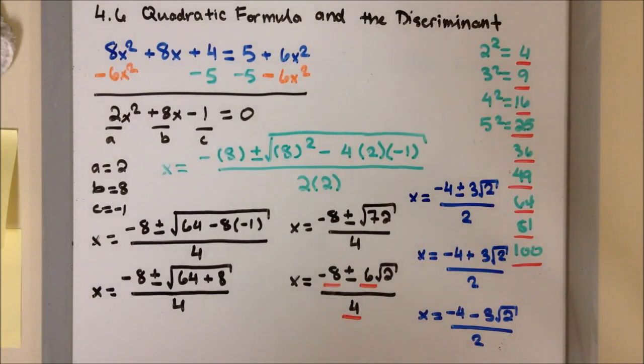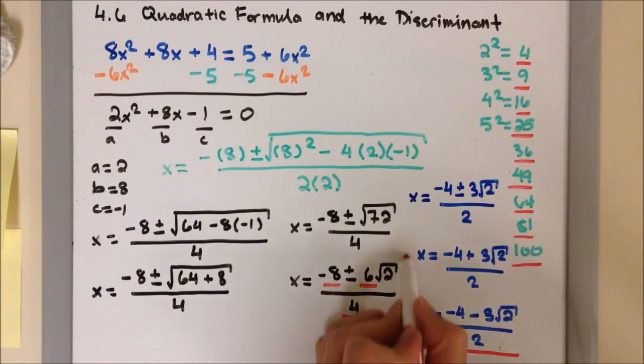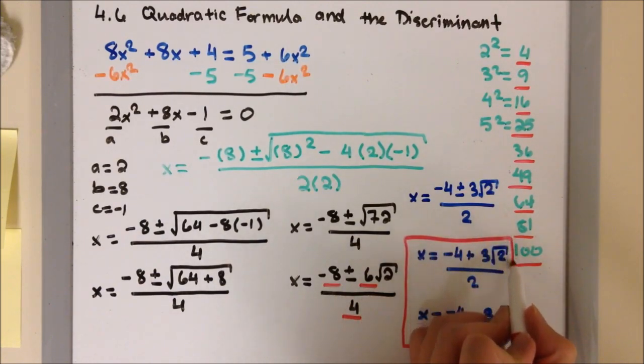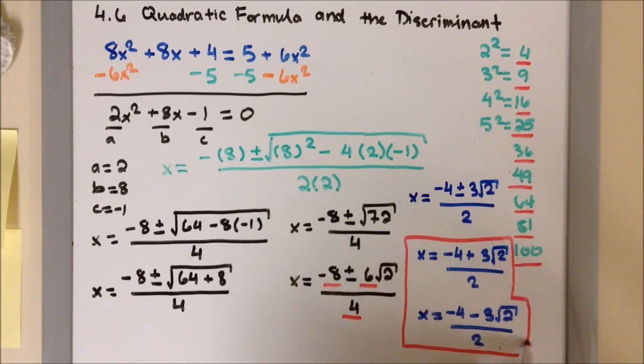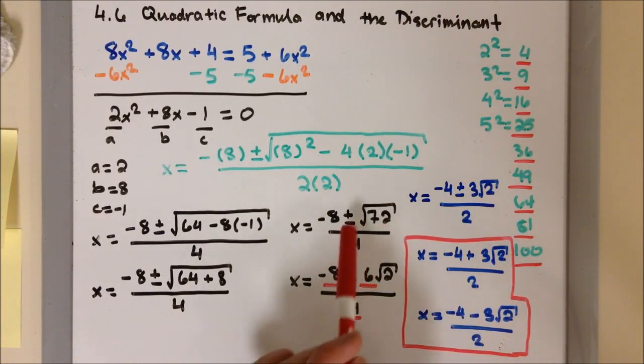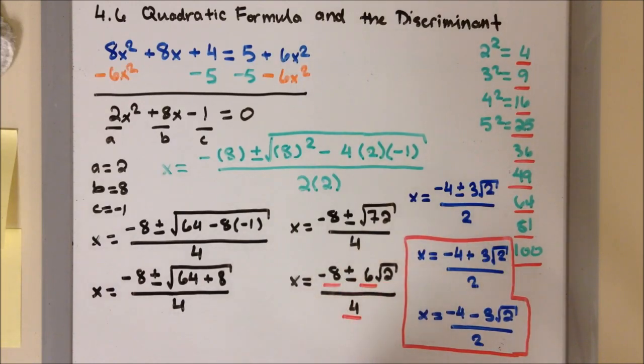So those two answers are our final answer. Negative 4 plus 3 square root of 2 over 2, and then negative 4 minus 3 square root of 2 over 2. So those are our two answers. Again, if you're confused on how we simplify square root of 72 into 6 square root of 2, I would again refer back to your notes from 4.6a and 4.6b video.